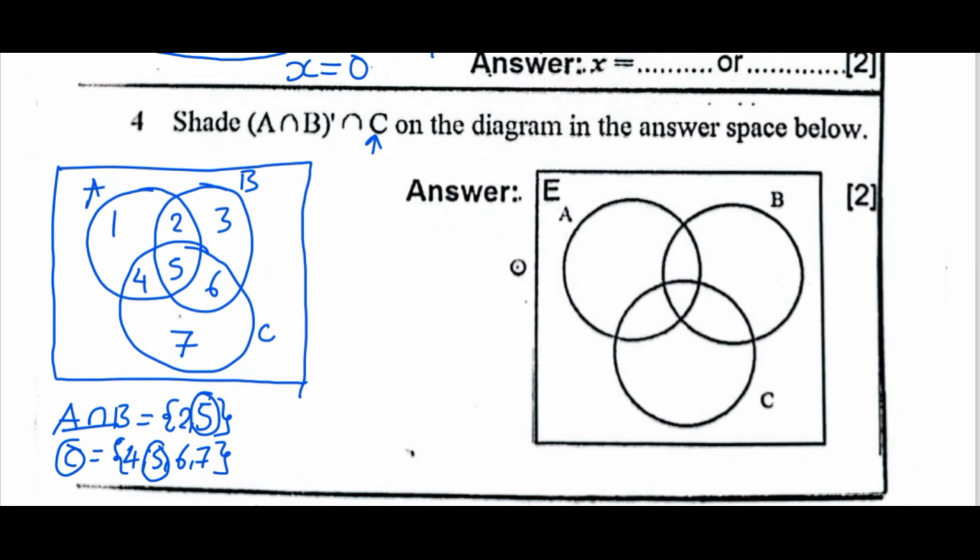So this means that we are going to shade set C excluding 5, because 5 is part of the intersection of A and B complement. So we'll shade the remaining. The remaining, we can see, is the remaining of C. So this is what we are going to shade.